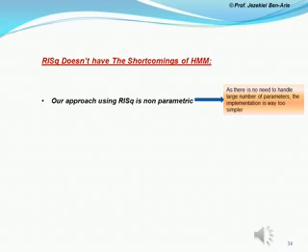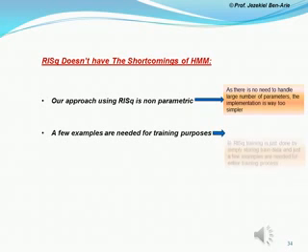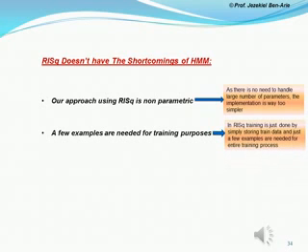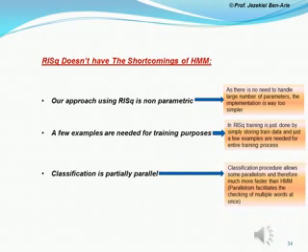Secondly, only a few examples are needed for the training procedure. Training is done by simply storing the training data into a multidimensional data structure. Finally, our classification procedure is partially parallel and therefore much faster than HMM, as this parallelism facilitates the checking of multiple words at once.